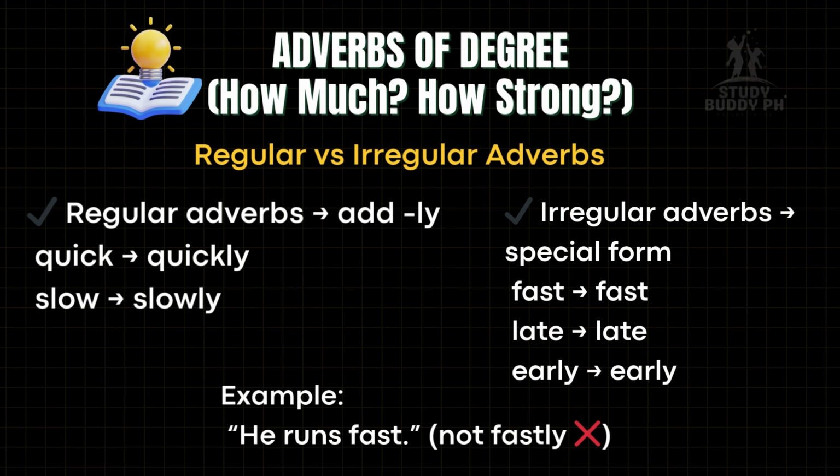Regular versus irregular adverbs. Regular adverbs add ly: quick, quickly; slow, slowly. Irregular adverbs have a special form: fast, fast; late, late; early, early. Example: he runs fast, not fastly.